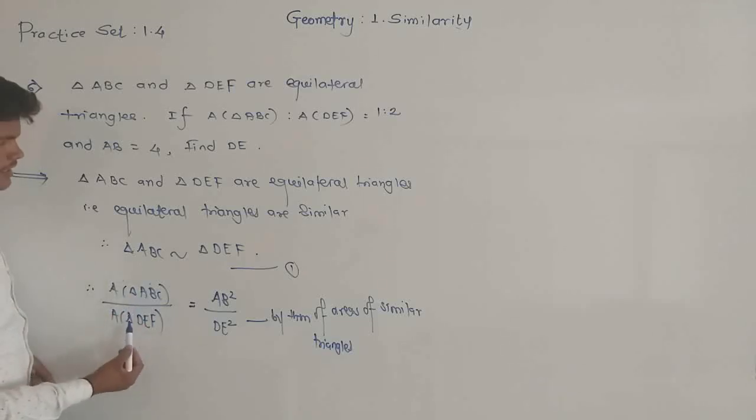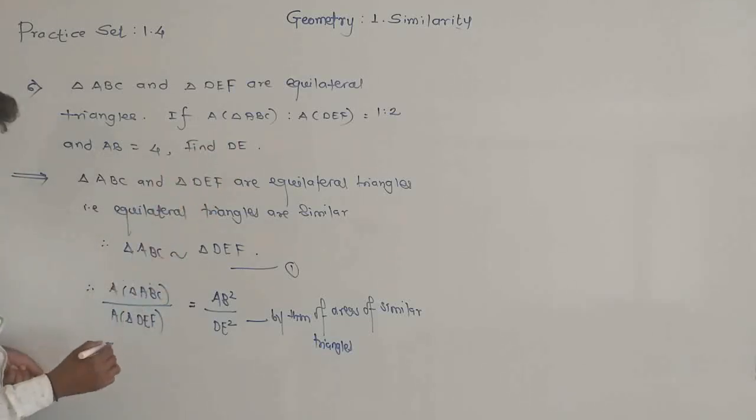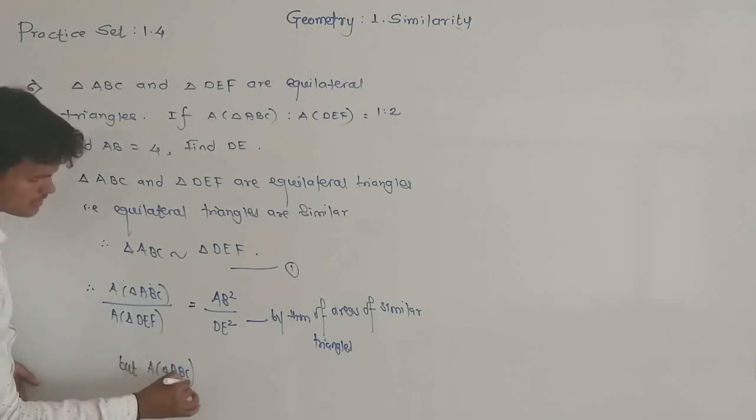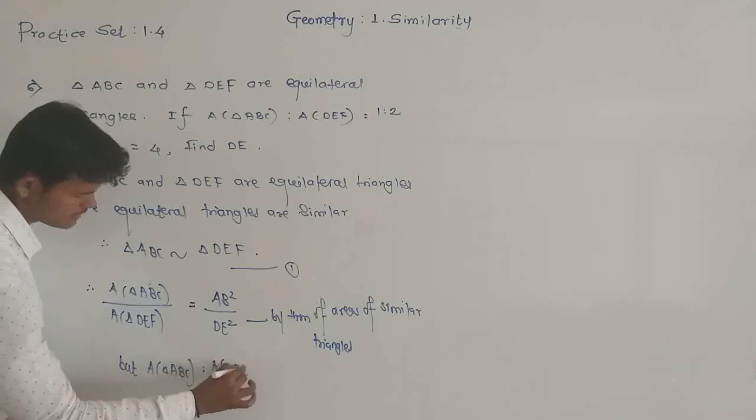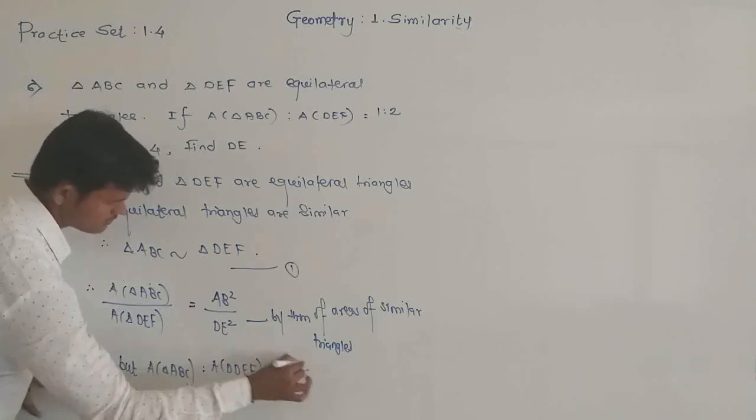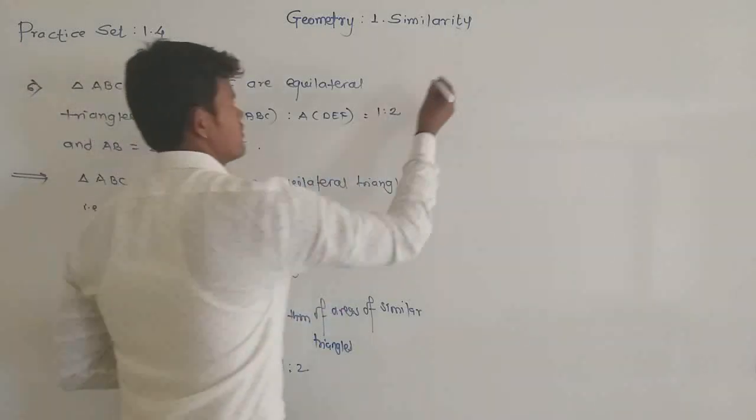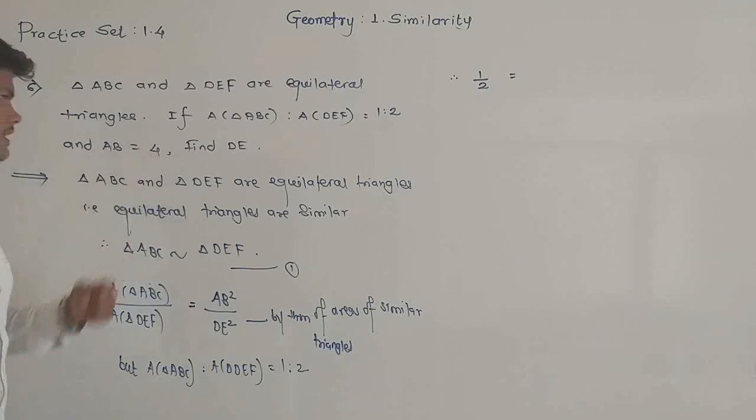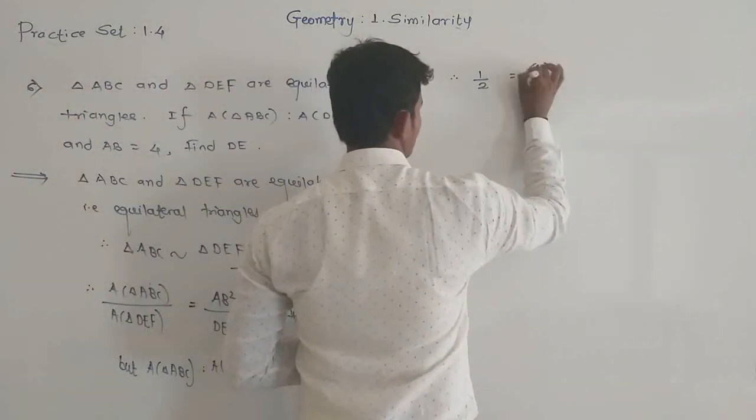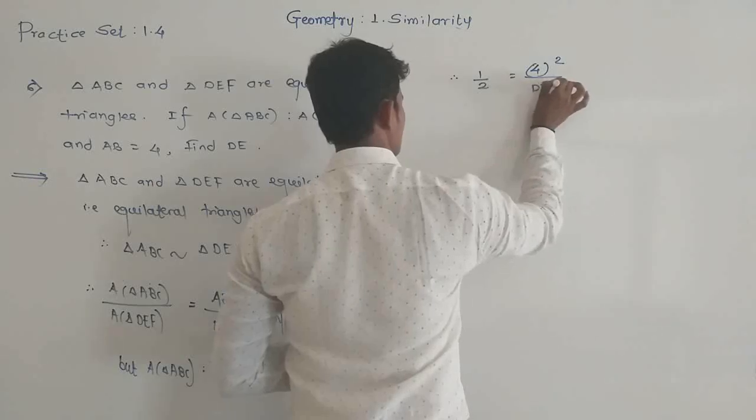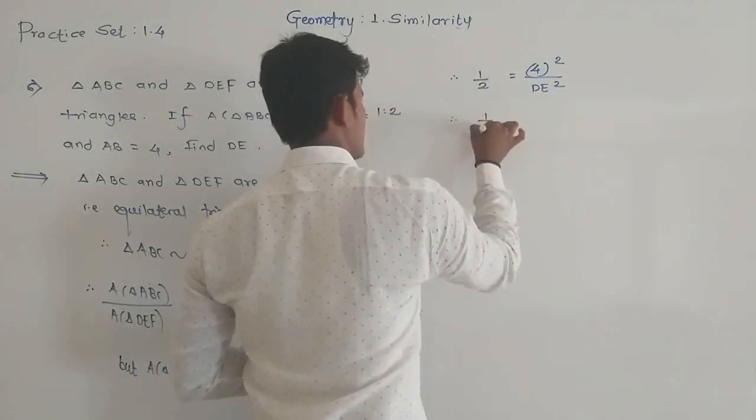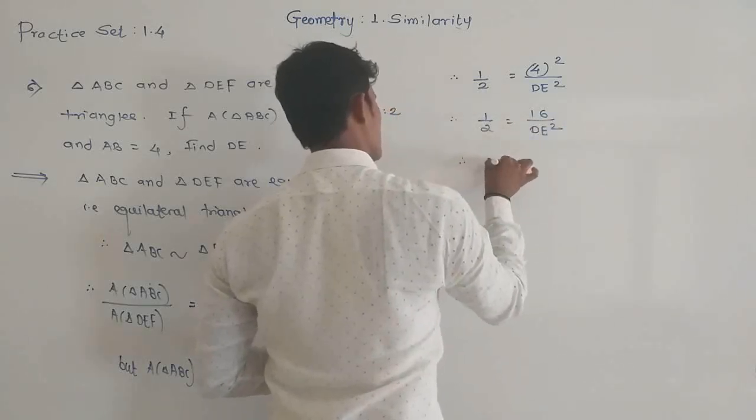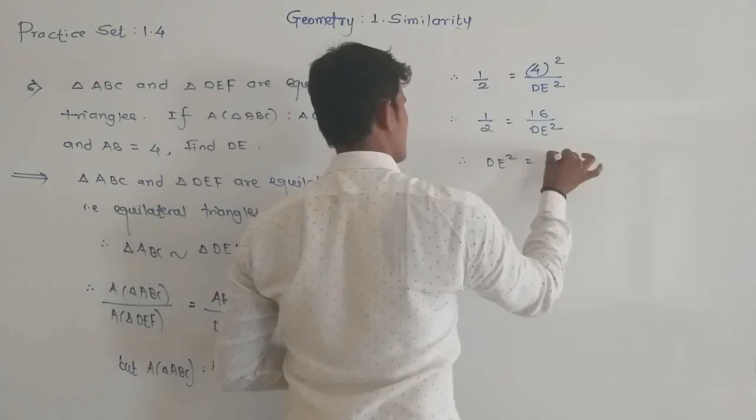So the area of triangle ABC to the area of triangle DEF is 1:2. Here we get 1/2 is equal to the length of AB, which is also given as 4, so 4 square divided by DE square. So we get 1/2 is equal to 16 upon DE square. So finally we get DE square is equal to 32.